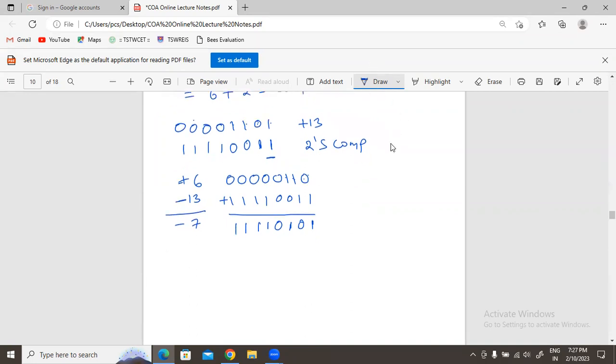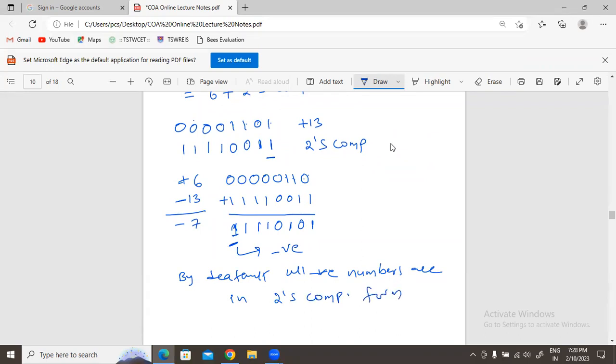Whenever you are getting a negative number here, now see the MSB. The leftmost significant bit is 1. Leftmost significant bit 1 means this number is a negative number. So by default, all negative numbers are in 2's complement form. Please note this point. All the negative numbers are in 2's complement form.